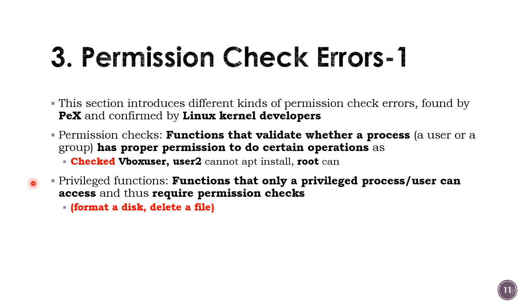And the second one is privilege functions. They represent the functions that only a privileged process or user can access and that require permission checks. For example, if you want to format a disk or delete a file, these functions will check if the user has the privilege. So these two things are highly related, but permission checks focus on the user side, the caller, and privilege functions focus on the callee, the functions that are being called.